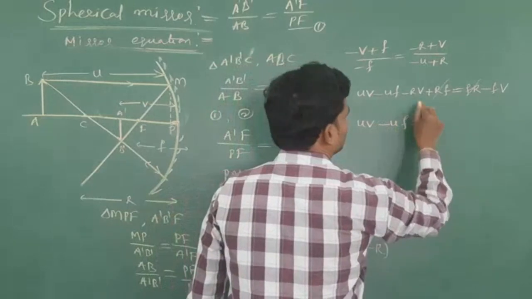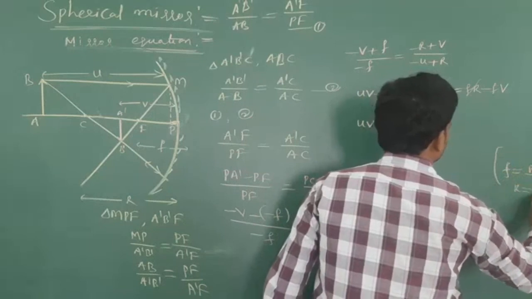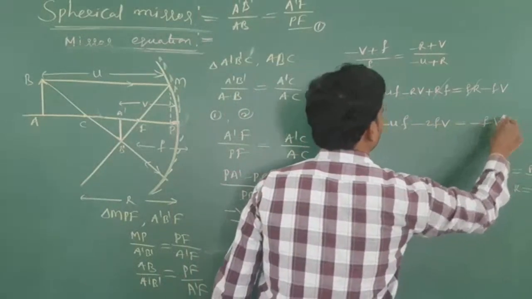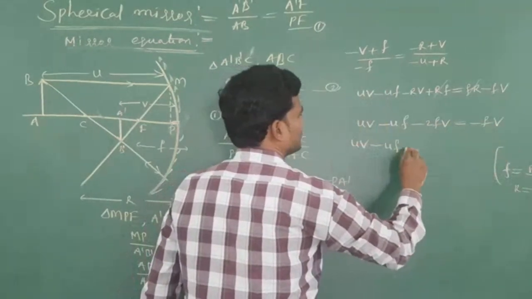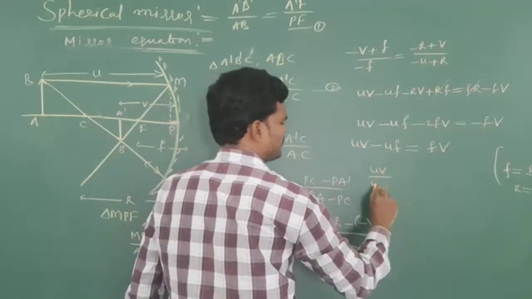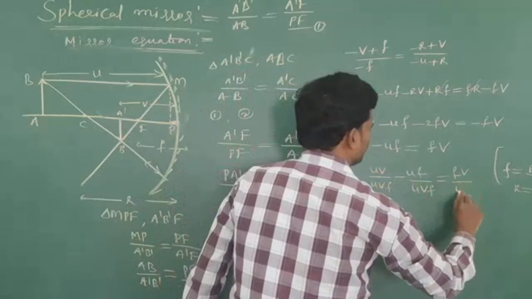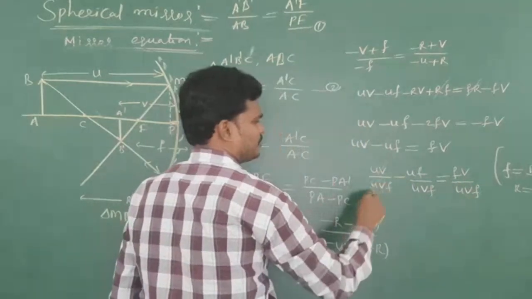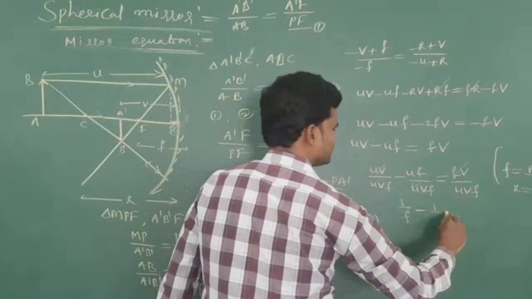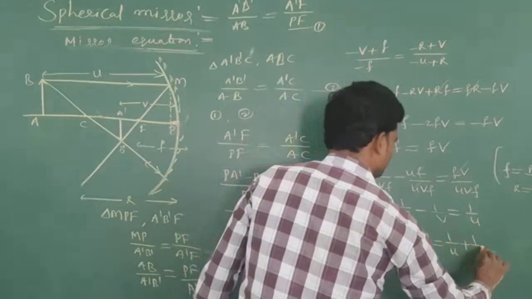UV minus UF minus R is equal to, we know F is equal to R by 2, so R is equal to 2F. So 2FV is equal to minus FV, UV, UF, FV. Divide the equation with UVF: UV by UVF, UF by UVF, FV by UVF. Now 1 by F minus 1 by V, 1 by U, so 1 by F is equal to 1 by U plus 1 by V.